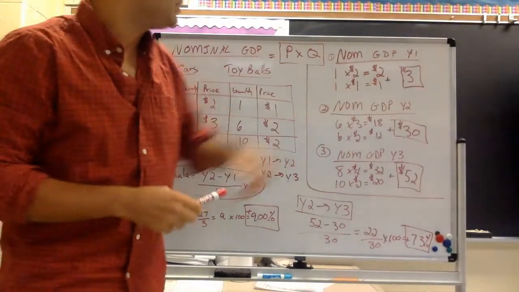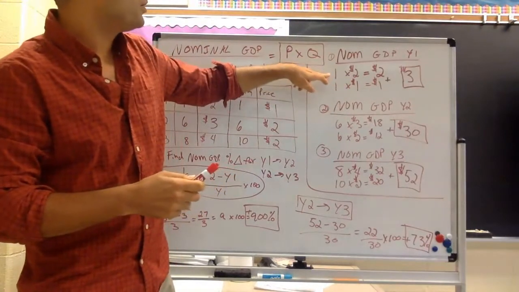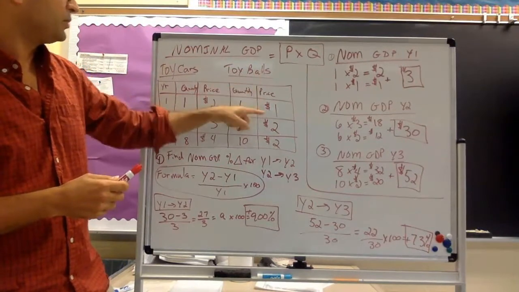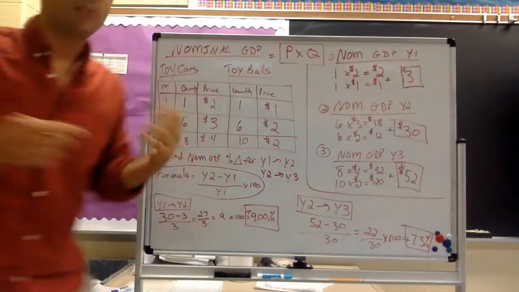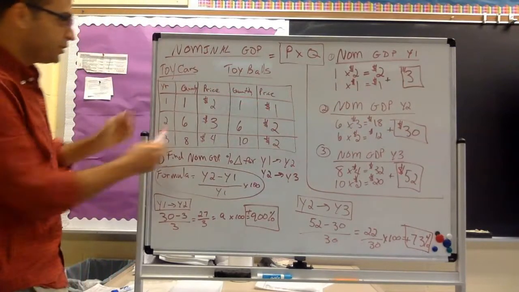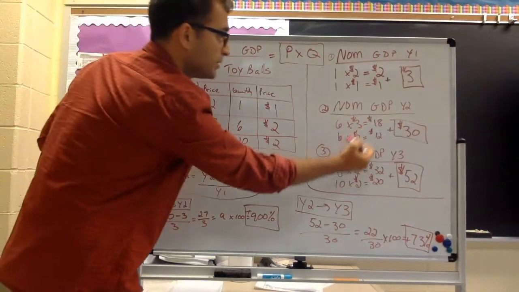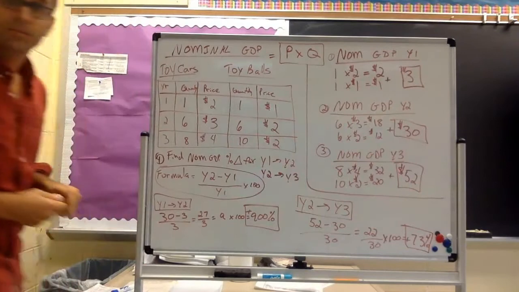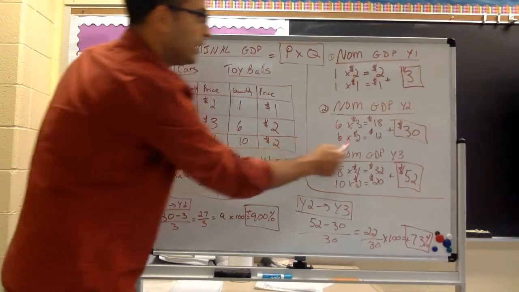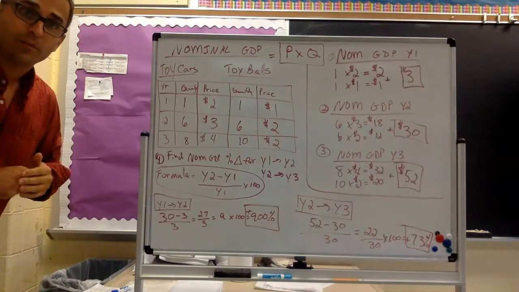So the nominal GDP in year one, for toy cars and baseballs: 1 times $2 gives you 2, and then 1 times $1 for the baseballs gives you 1. So I have a total nominal GDP of $3. I do the same thing for year two. What's the nominal GDP for year two? 6 times 3 is 18, 6 times 2 is 12. I have 30. So the answer is 30. For year three, you can figure it out easily. 8 times 4, 10 times 2, and I add them together, I get 52. That's pretty simple, right?